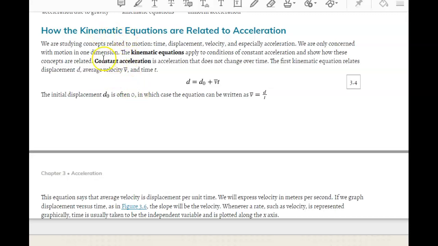The first one here is for constant acceleration. Constant acceleration is acceleration that doesn't change over time. So you have the first equation, which has to do with the velocity equation and distance over time. The initial displacement is used to find the final displacement, how far you've traveled. Basically we rewrite that, right? You can write it as the final distance is equal to the original distance plus the velocity times time.